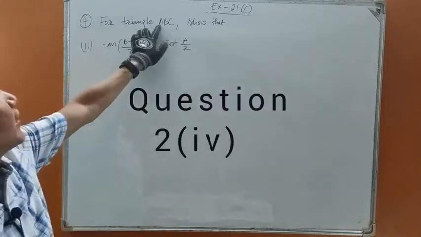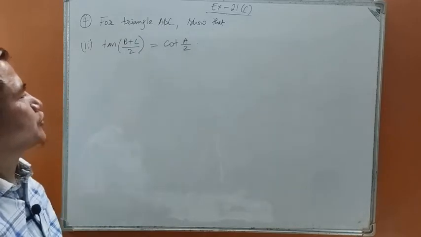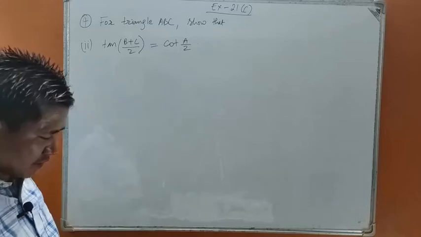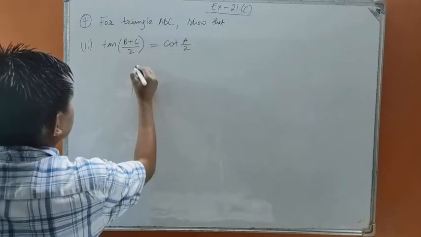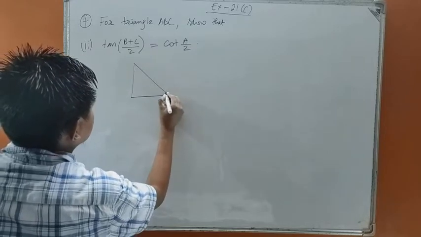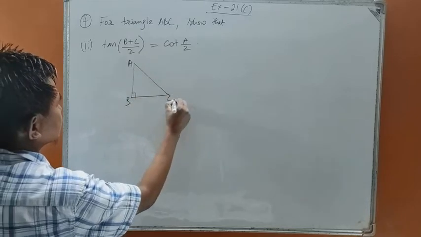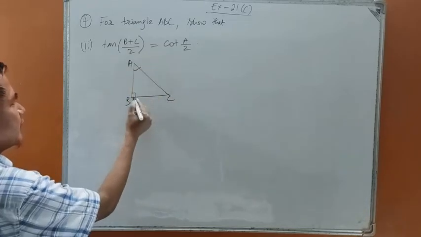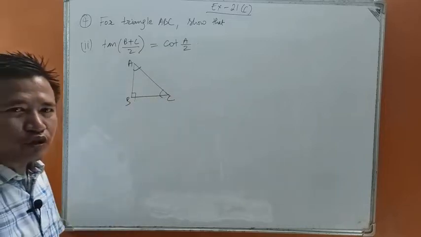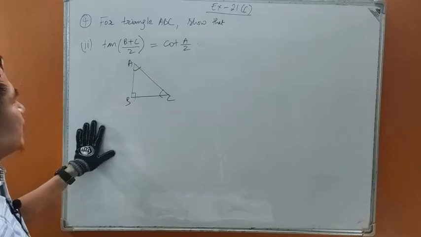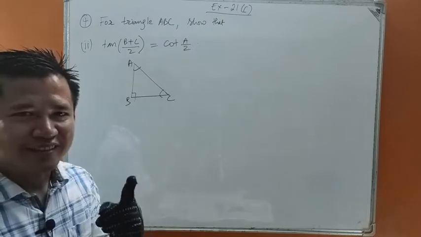Now let us do question number 2 of 4. Okay, for triangle ABC, prove that tan B plus C upon 2 equals to cot A by 2. So we are asked to prove this equals to this, isn't it? For triangle ABC, so let's draw a triangle. This is a right angled triangle, right angled at B. Okay, so this is A, this is B, and this is C. So you can see this is angle A, this is angle B, and this is angle C, isn't it? As I told you in the previous video, question number 1, if you add all the three angles of a triangle, you get 180 degrees, isn't it?